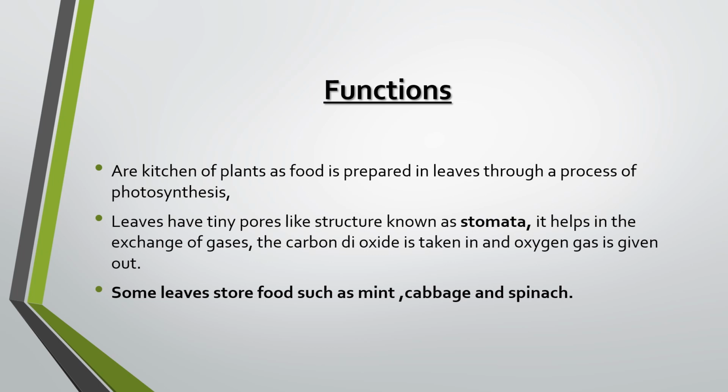Leaves have tiny pore-like structures which are called stomata. So try doing it. Take a leaf, observe the back side, and you will observe tiny pores. These are known as stomata. Now what do stomata do? They help in the exchange of gases. The carbon dioxide is taken in and oxygen gas is given out.